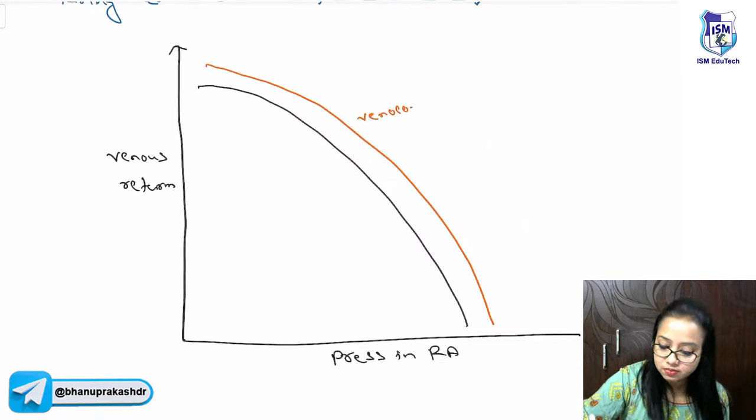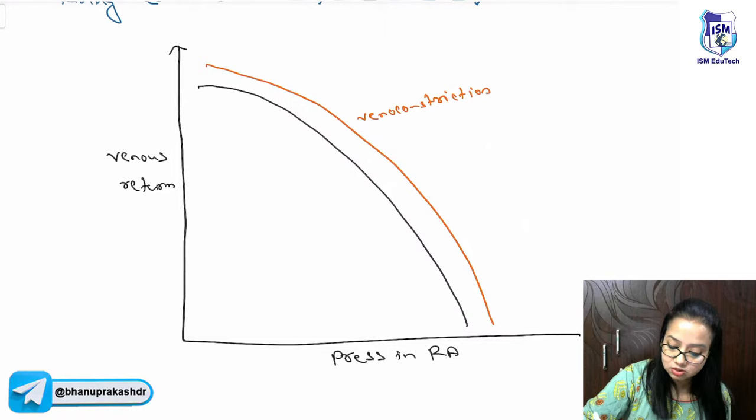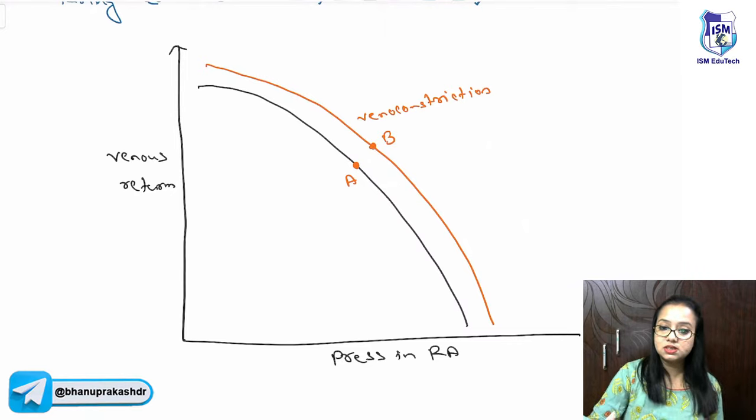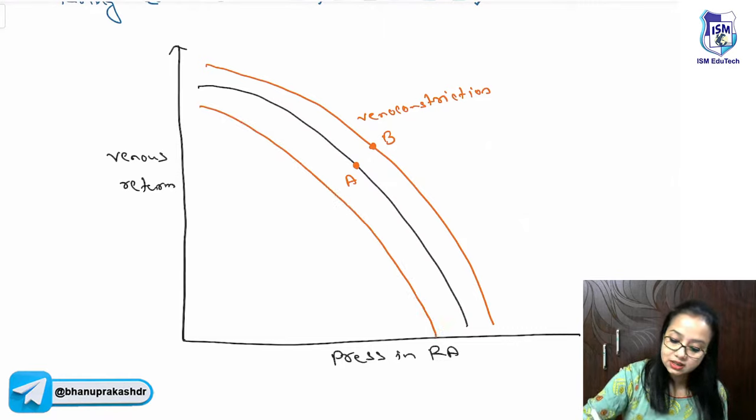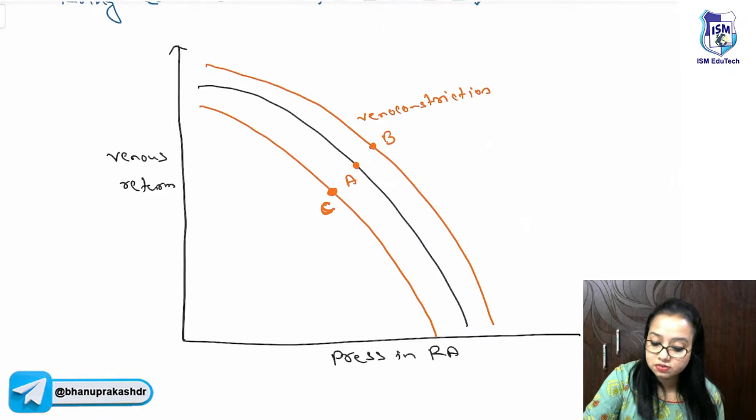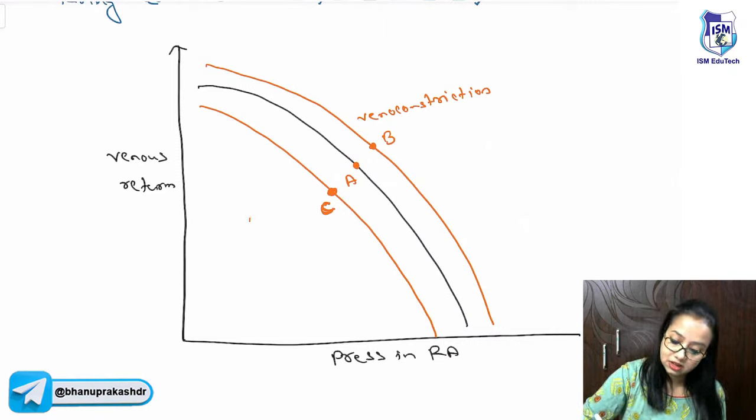That is venoconstriction. Here we are naming the points differently so that we don't get confused. The point at which the heart is functioning, say it is A, and during venoconstriction it is V. Suppose due to some reason, like usage of some drug, there is venodilation. In venodilation the curve will move inside, but it will be working on the same line. This point is C.